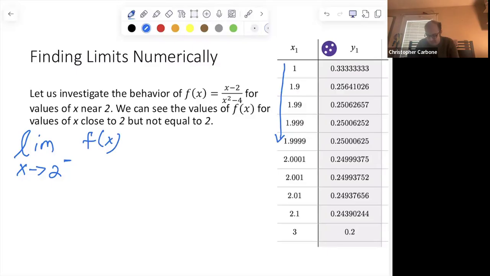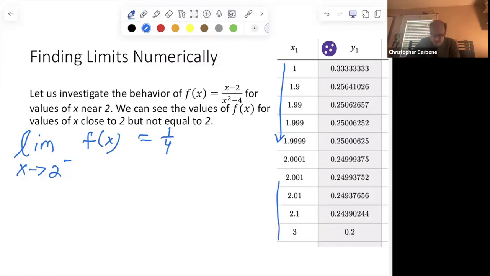You could see that our numbers going from a third, as we start approaching that 1.9999, we're still getting close to a value of 0.25. And if we kept using increasingly closer numbers to 2, we should keep getting that particular value of 0.25. So in this case, a fourth. So from the left-hand side, that's 0.25.